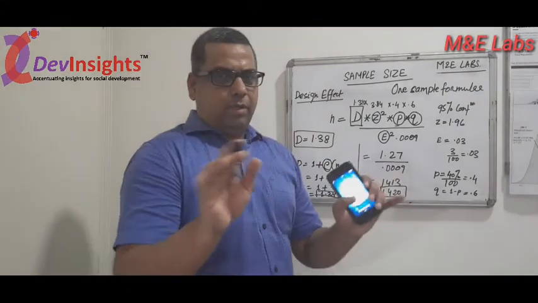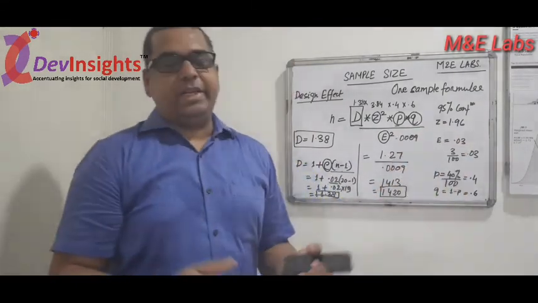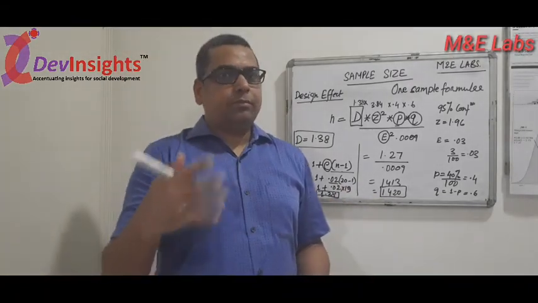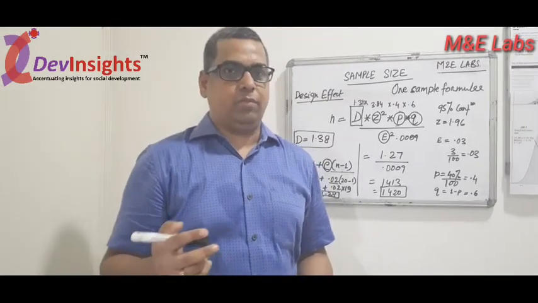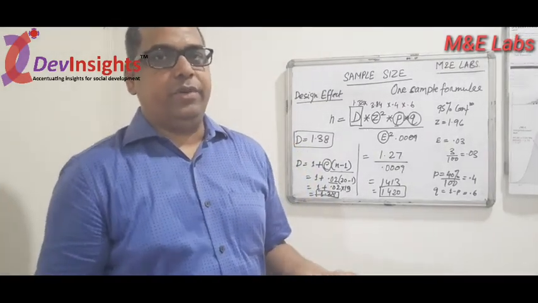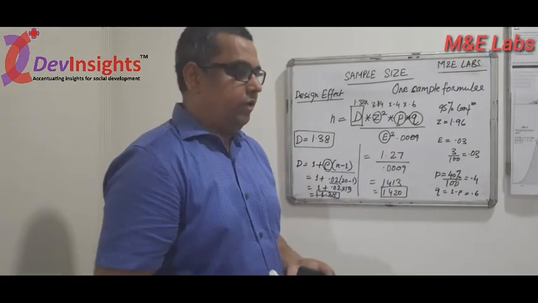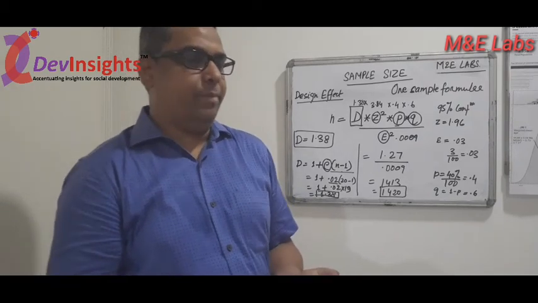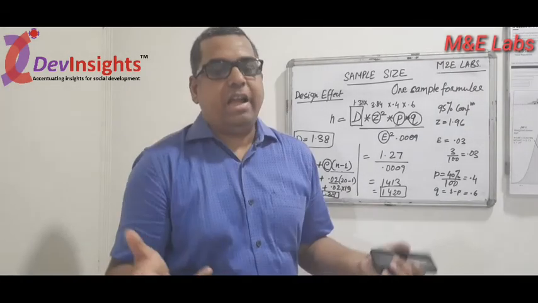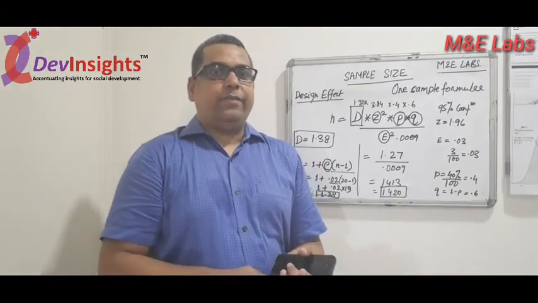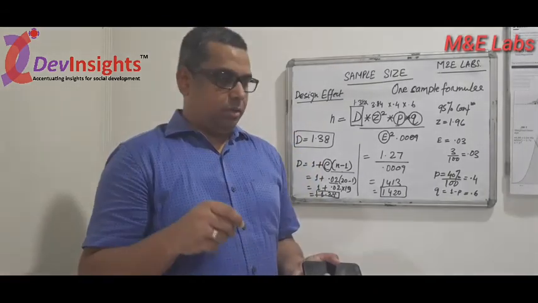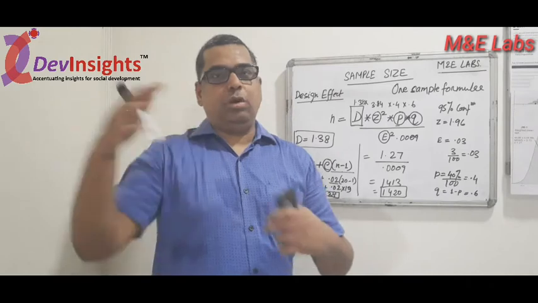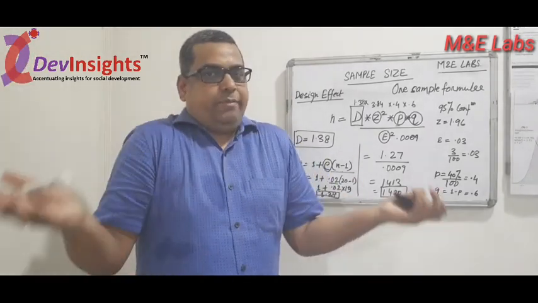Where you know the proportion, like for instance here it was relatively easier because we can get through secondary sources what is the penetration or TV viewership amongst our target group. But there may be some variables for which we do not have any idea. For example, access to a particular service. Let's say access to a particular government scheme. Let's say we don't have that data.